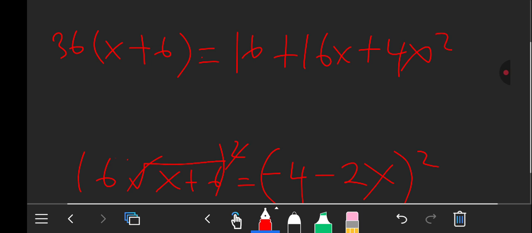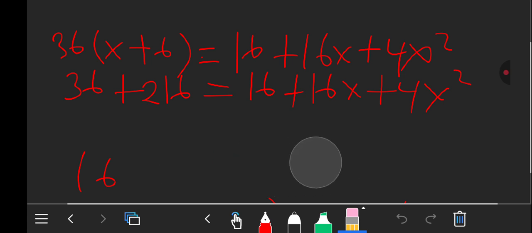So what we are going to have here is 36 multiplied by x, that is 36x, then plus 36 multiplied by 6, that should give 216, is equal to 16 plus 16x plus 4x squared. Let me get rid of this, I no longer need it.